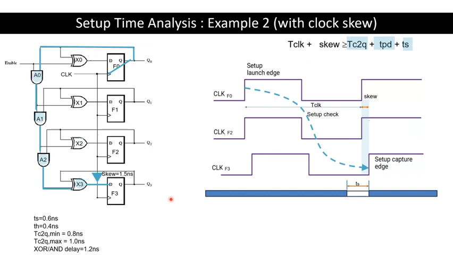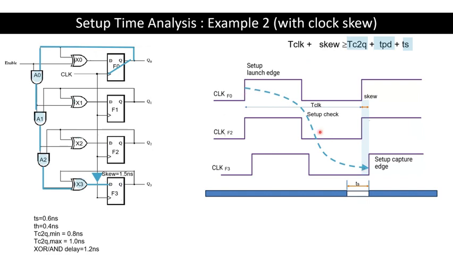Let's look at the timing waveform. The first clock signal, labeled clock F0, is the launching clock, and the third clock signal, clock F3, is the capturing clock signal. Notice that clock F3 is shifted compared to clock F0 due to the clock skew of 1.5 nanosecond. The blue arrow again highlights the delay involved from the launching clock to the capturing clock.